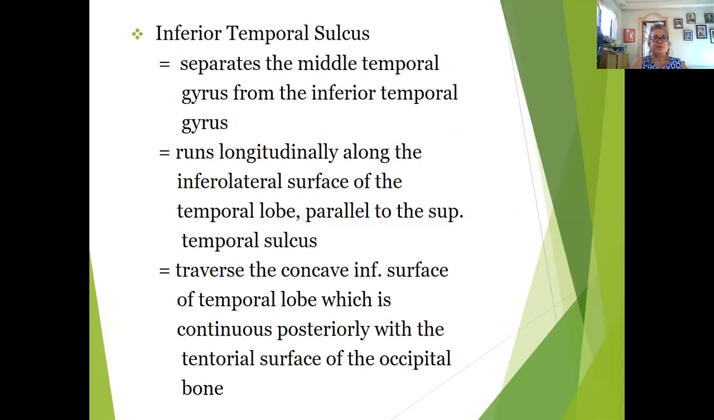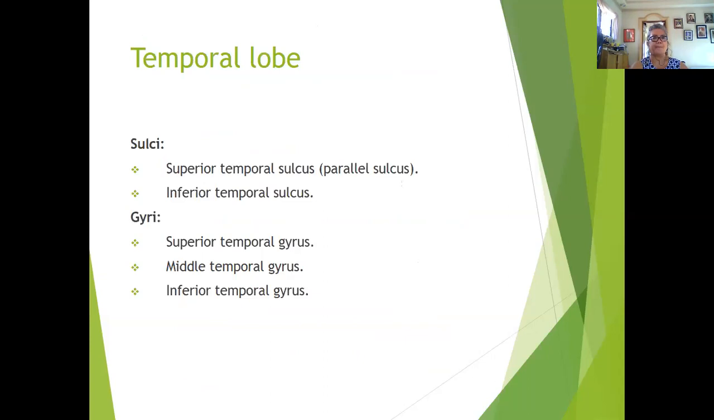Now, the inferior temporal sulcus separates the middle temporal gyrus from the inferior temporal gyrus. And this runs longitudinally along the inferior lateral surface of the temporal lobe, parallel to the superior temporal sulcus. Now, your inferior temporal sulcus will traverse the concave inferior surface of the temporal lobe, which is continuous posteriorly with the tentorial surface of the occipital bone.